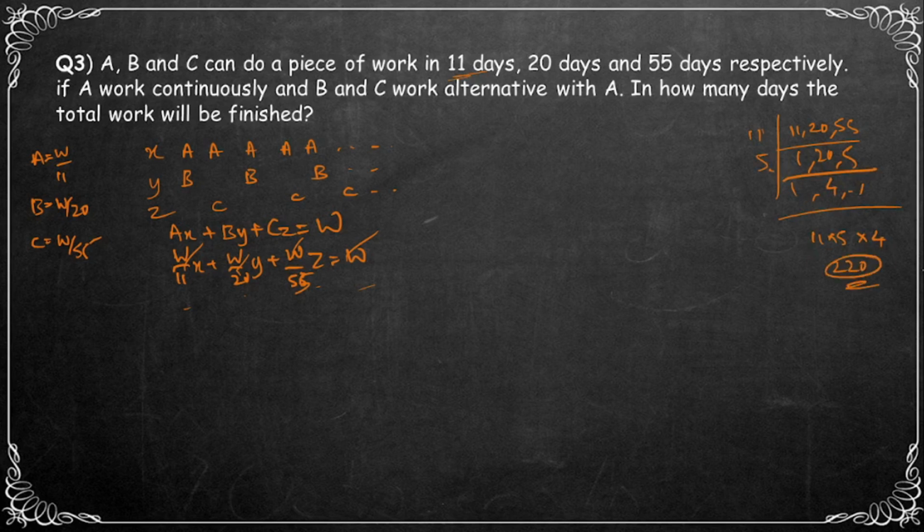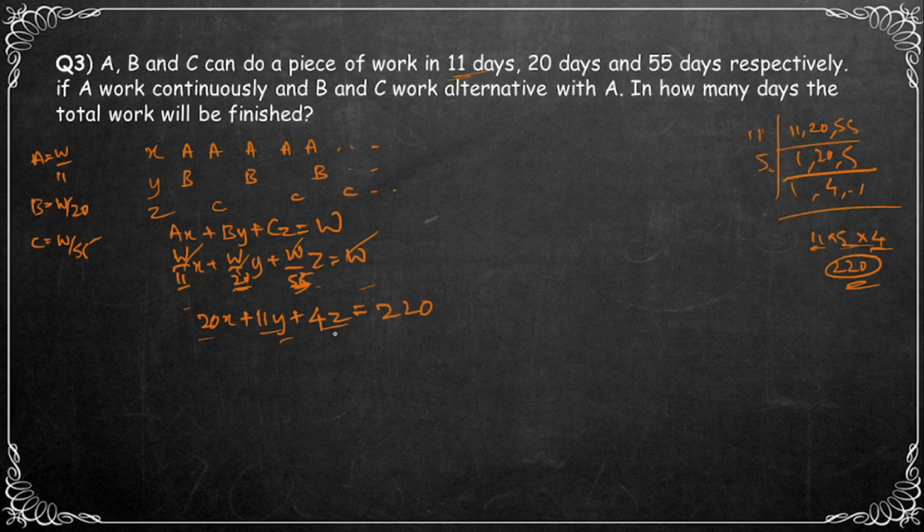220 is the LCM. So now we have to multiply this fraction by 5 into 4, which is 20x. For the 20 fraction, which is 5 into 4, we have to multiply by 11y. For 55, which is 5 into 11, we have to multiply by 4z. We have 220 in all of these fractions, so this is the equation.